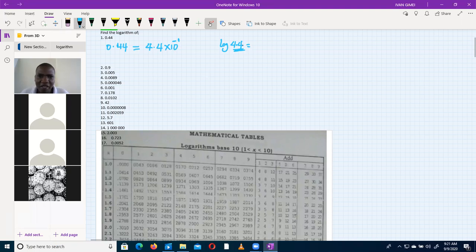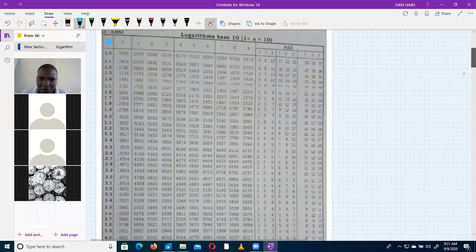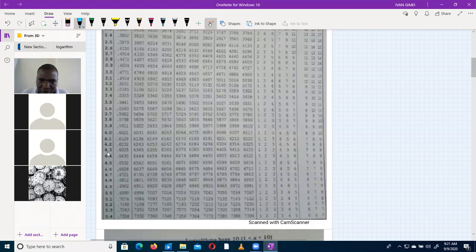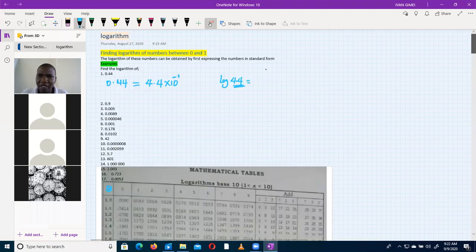So you come to the first column headed X. This is the column headed X. Hope you're seeing my table. I come here, move downwards until I find 4.4. 4.4 is here. Now, then I look for my next digit. What's the next digit on this? It is not there. So we assume the next digit is 0. You see that? The next digit is 0.